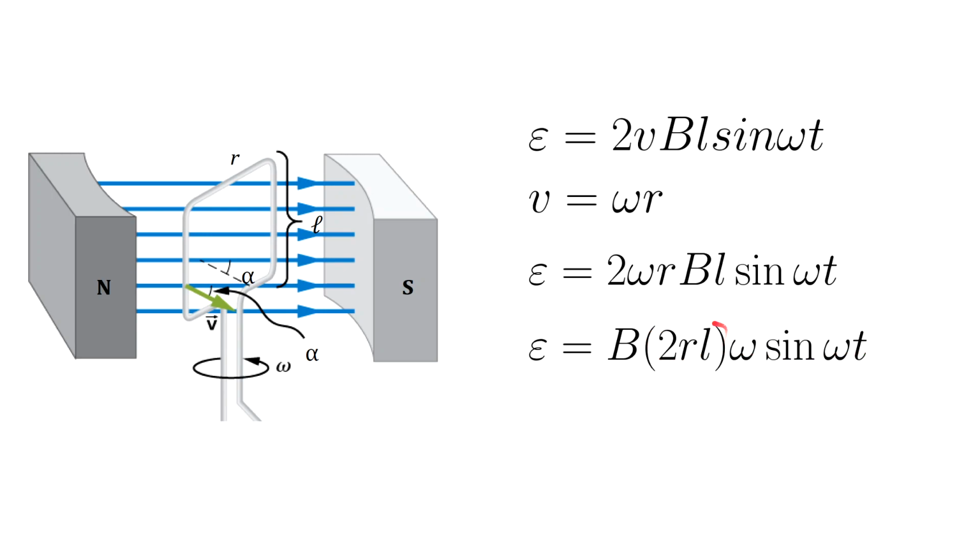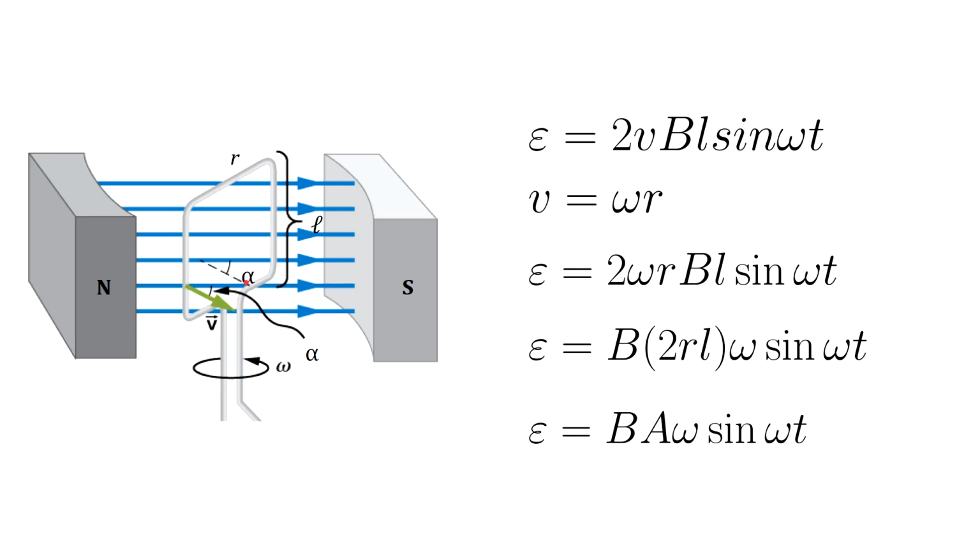And pay attention to the expression in the bracket. 2R, it is the width of a coil, this. And L, it's the length, or we can say height of a coil. So if we multiply the both sides of a loop, we get what? We get an area. So basically I can replace this expression as an area. So I have EMF is equal to B times A times W sine Wt. And in this situation, I have only one loop of wire.